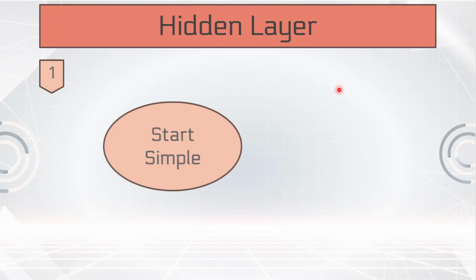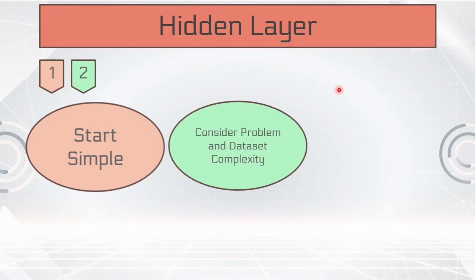The second rule is to consider problem and dataset complexity. Again, if your data is more complex, for example, it's a bigger image or a video, or it has many independent variables, then you will need more hidden layers in order to capture those complex patterns.